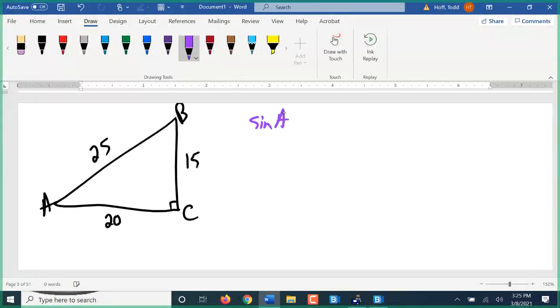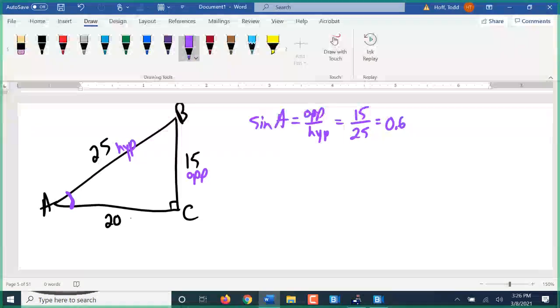What is the sine of angle A? What sides are used for sine again? So you got it, opposite over hypotenuse. So for this triangle, that is the 15 over 25, or 0.6. The 25 is obviously the hypotenuse. That doesn't change. The 15, according to angle A, would be the opposite side. Which means that the 20 would be which side? The adjacent.